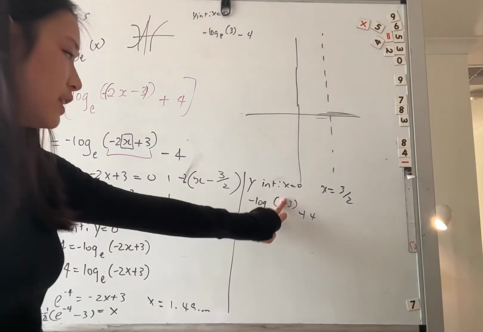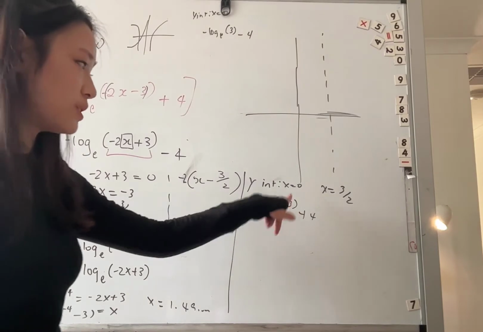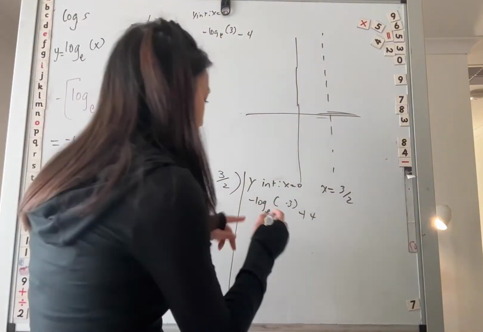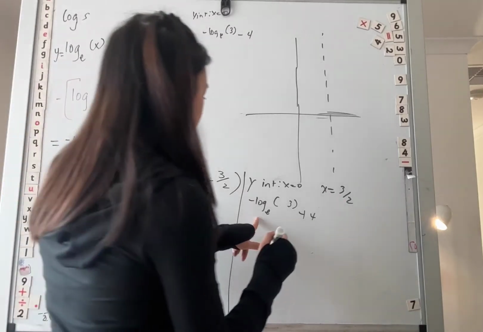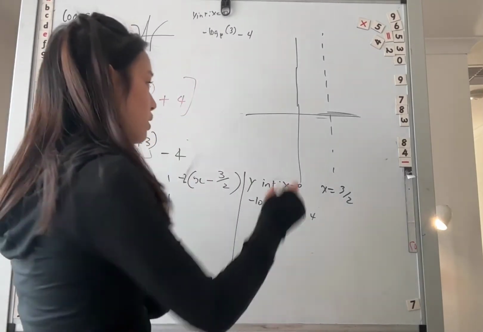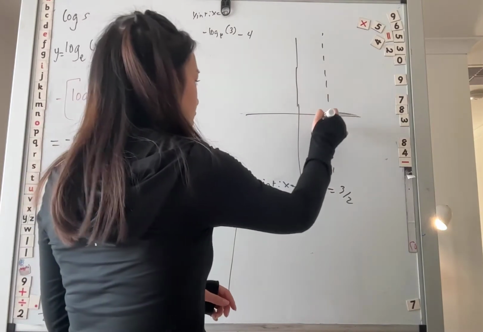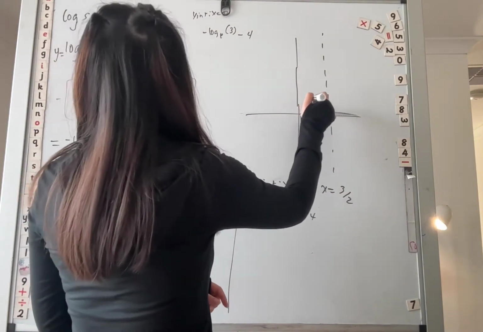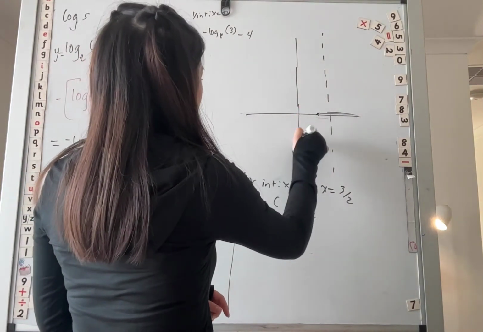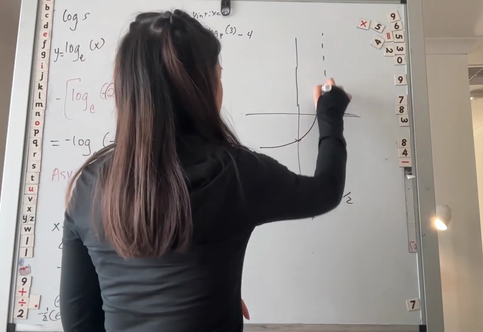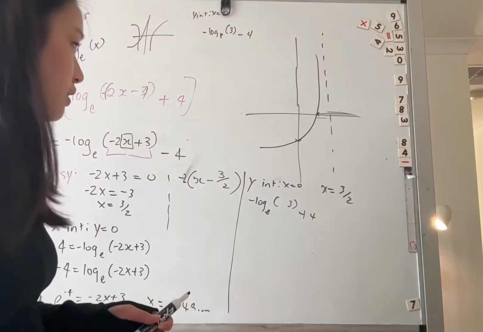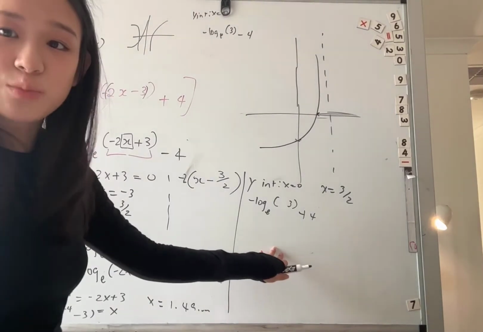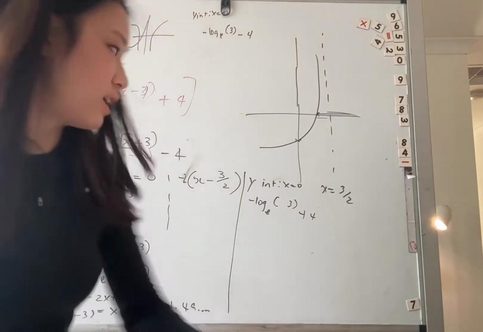And now I'm going to find the y-intercept, which is when x equals 0. So I'm just going to, once again, make this expression equal to 0. So you get negative log e 3 plus 4. And it will be somewhere around here. Okay, and then that's what your function should look like. Okay, so find what that is approximately on the CAS and then just sketch it out as usual.